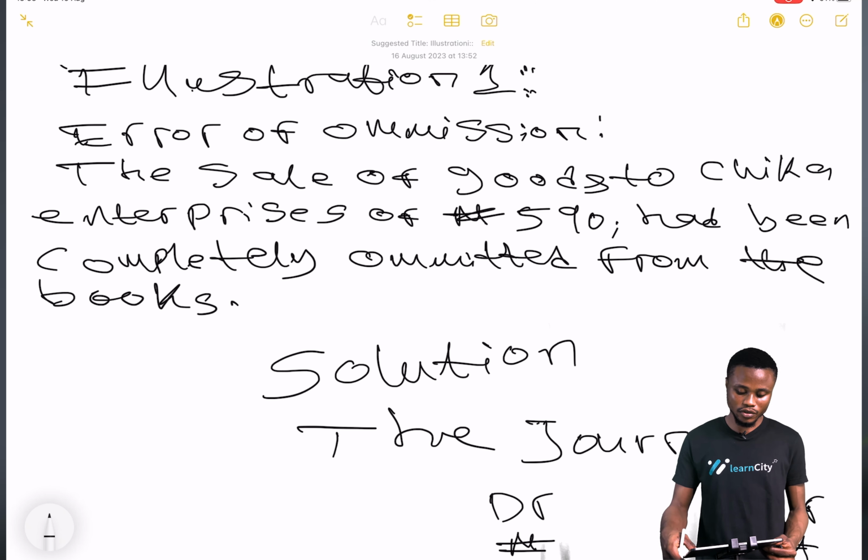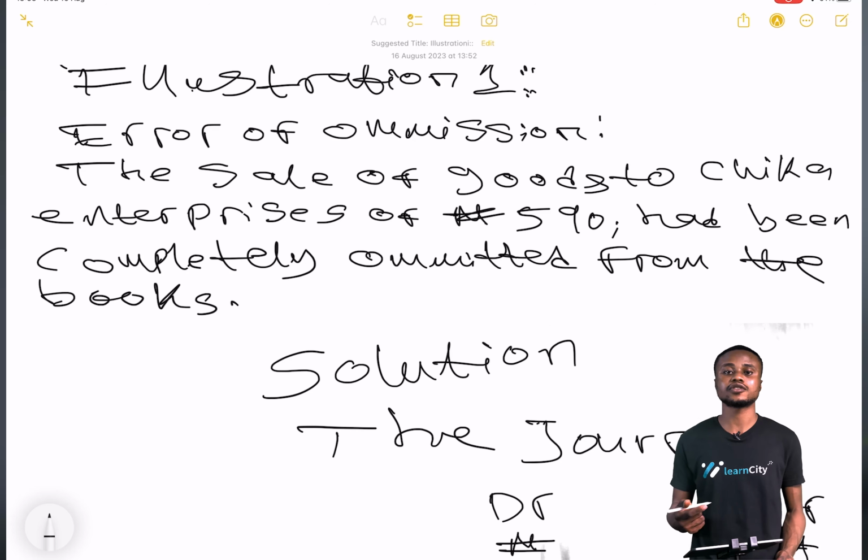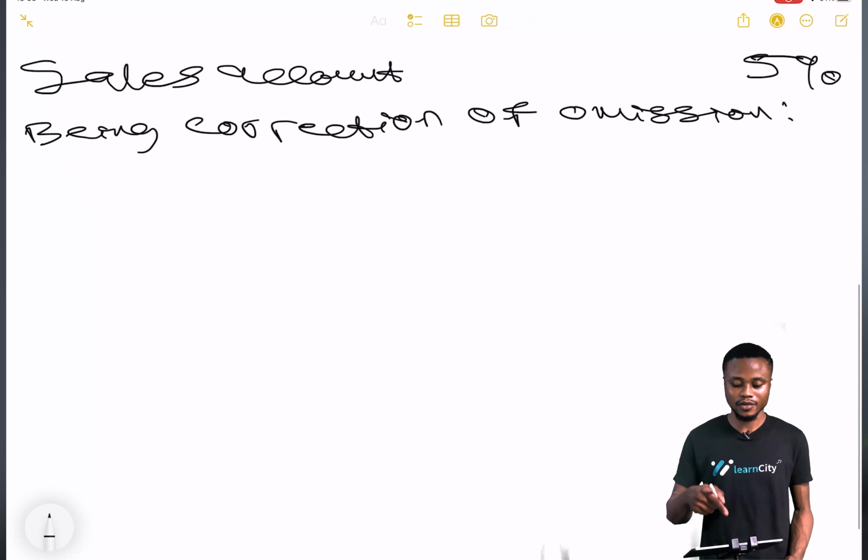So we are done with error of omission, which is the first illustration we are going to take a look at in this particular lecture.